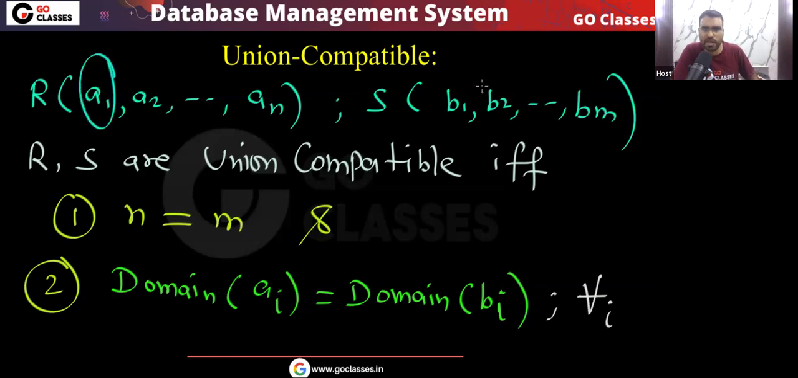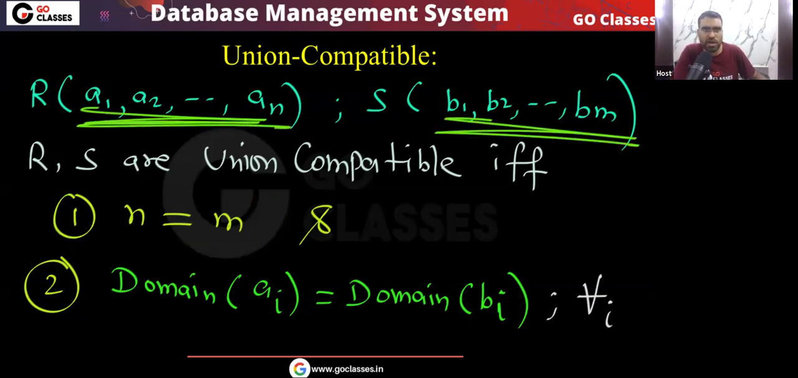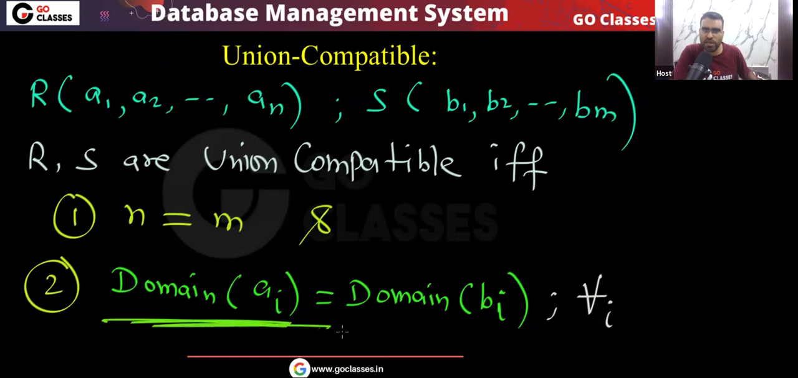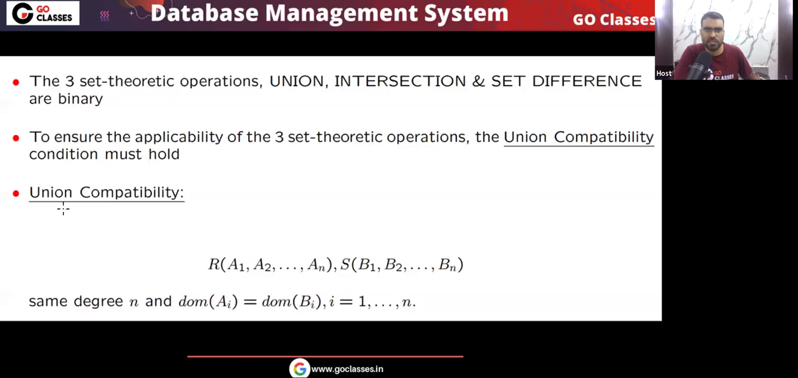Remember, here the names can be different, but domains must be same. Okay, so this is the definition of union compatible. These two tables R, S, they will be union compatible if the number of attributes is the same. Here an attribute, here also an attribute, and corresponding domains must be same. Domain of A1 should be same as domain of B1. Domain of A2 should be same as domain of B2. So you can see domain of Ai should be same as domain of Bi for all i. Okay, so very simple. This is the definition of union compatibility.